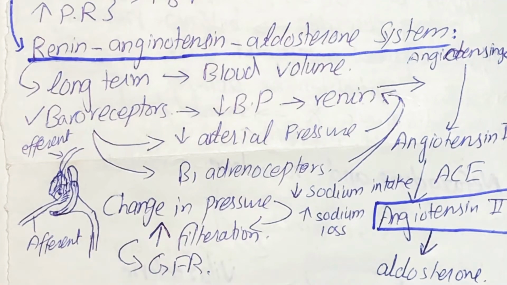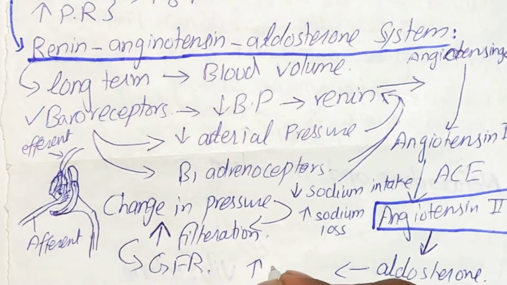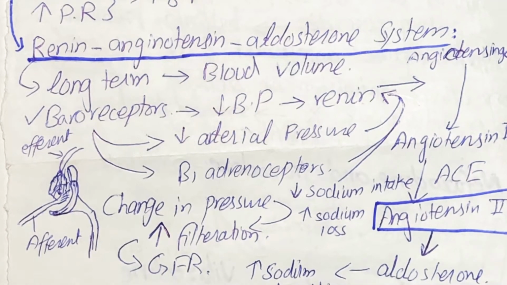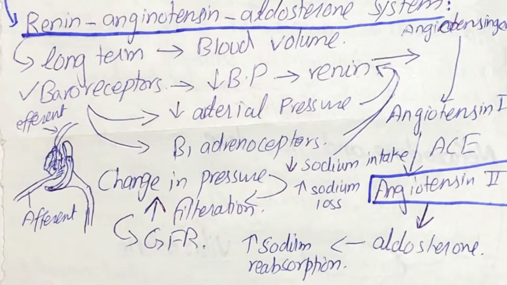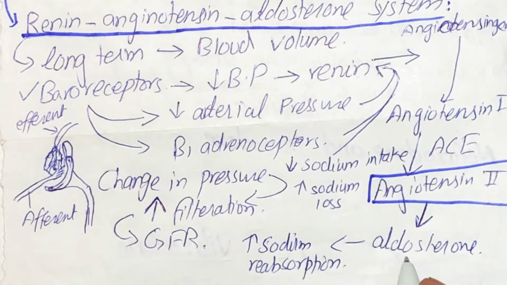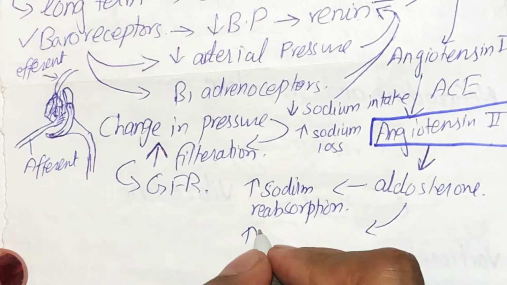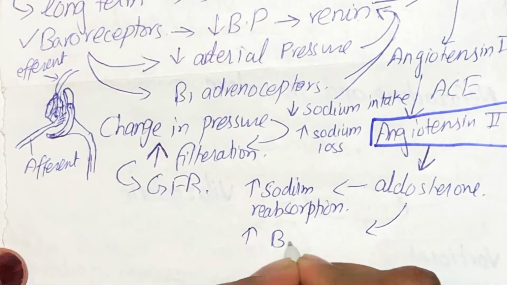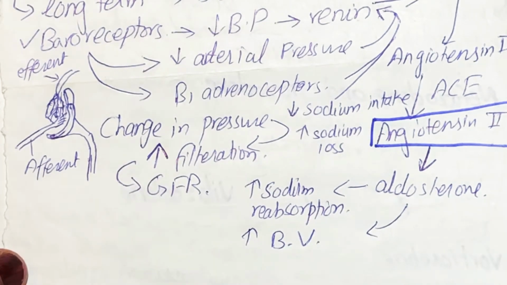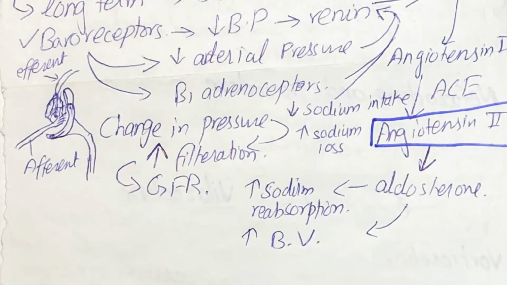Aldosterone secretion is stimulated by angiotensin II, which leads to increase in sodium reabsorption. When there is more reabsorption of sodium, there will be increase in blood pressure. So it causes the increase of sodium reabsorption. It also causes increase in blood volume, which contributes to further increase in blood pressure.